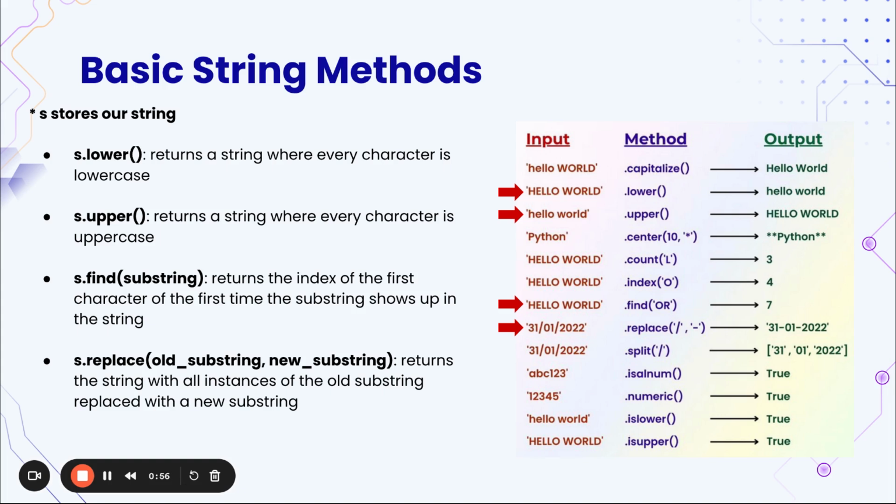method. s.find(substring) returns the index of the first character of the first time the substring shows up in the string. So here, in this string, hello world, we want to find OR, which is right here, and that occurs at the index of 7.